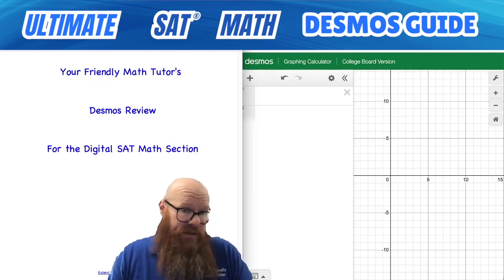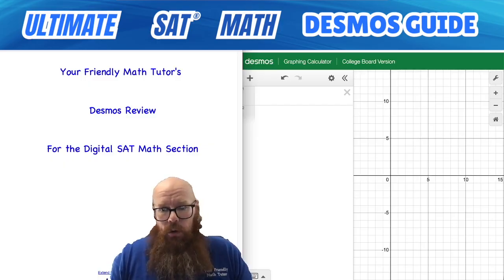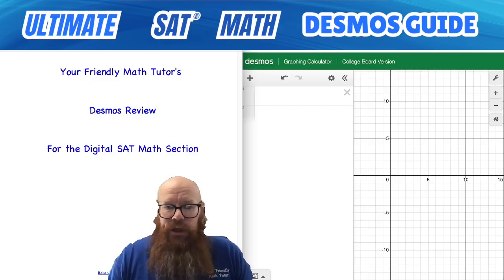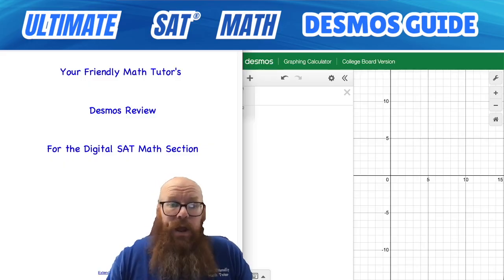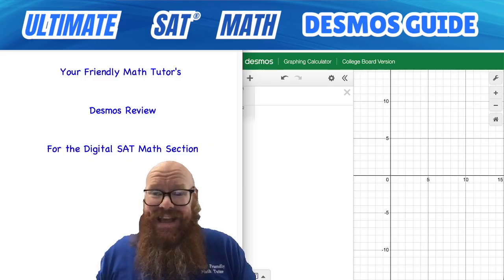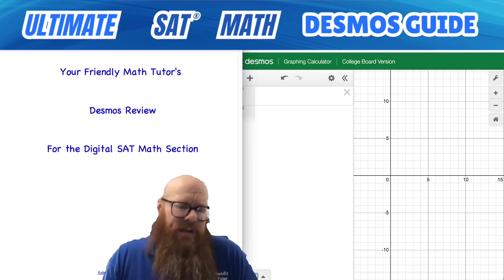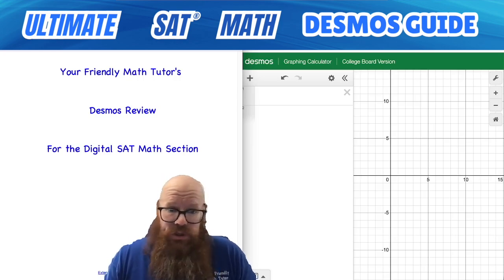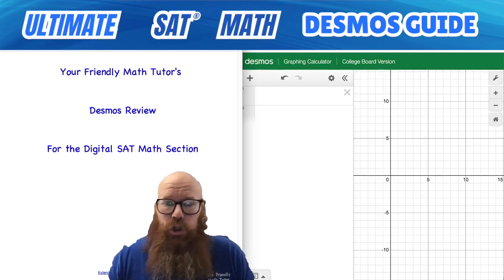The other thing is, I broke it up into 8 parts, so 8 different techniques that you can use on the digital SAT in Desmos. But there are more advanced techniques that exist. I just didn't include them in here because I don't think that they're actually necessary. If you have a really great score or you really like using Desmos and you want to use it in more advanced ways, then great. There's so much cool stuff you could do with Desmos.